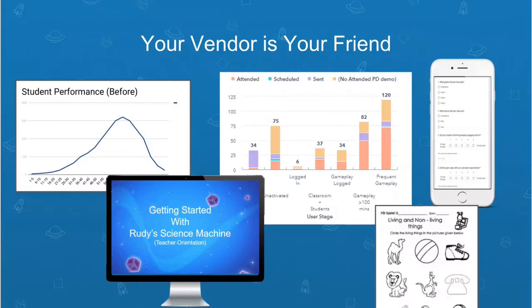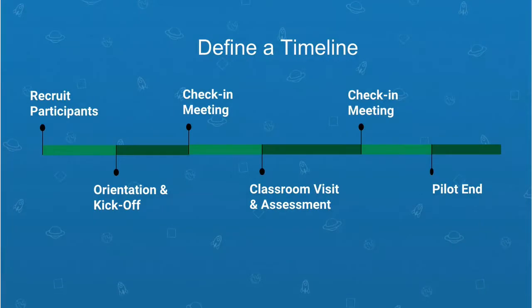So the next step of this process is defining your timeline. In negotiations with your vendor, you may have defined a start and end date to the pilot, but these should not be the only times on your calendar. You need time to recruit your participants and get them trained on the product, get them oriented in the pilot process, understanding what their roles are. You also need to schedule routine check-ins and benchmarks, collaborative meetings for the participants of the pilot program.